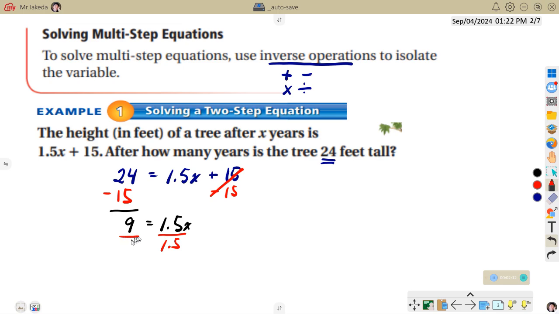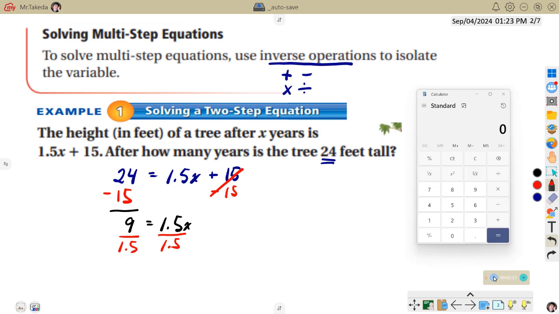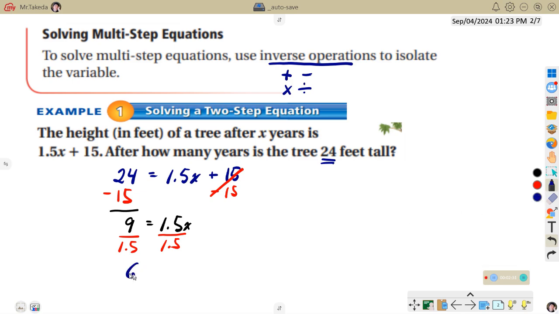Now this is something that you could do on a calculator, and I've brought up a calculator here to use. I want to do 9 divided by 1.5, and that equals 6. So this is 6 equals x. The reason we want to divide by 1.5 is because anything divided by itself equals 1. So 1 times x is just x, so the answer to this is 6 years.